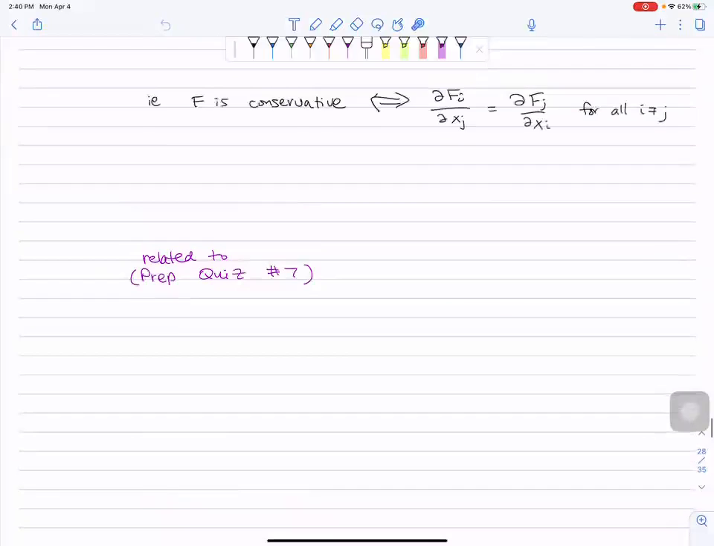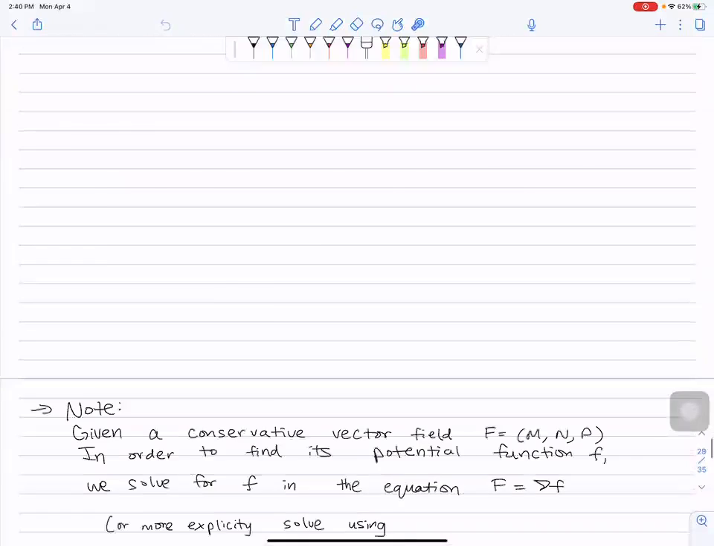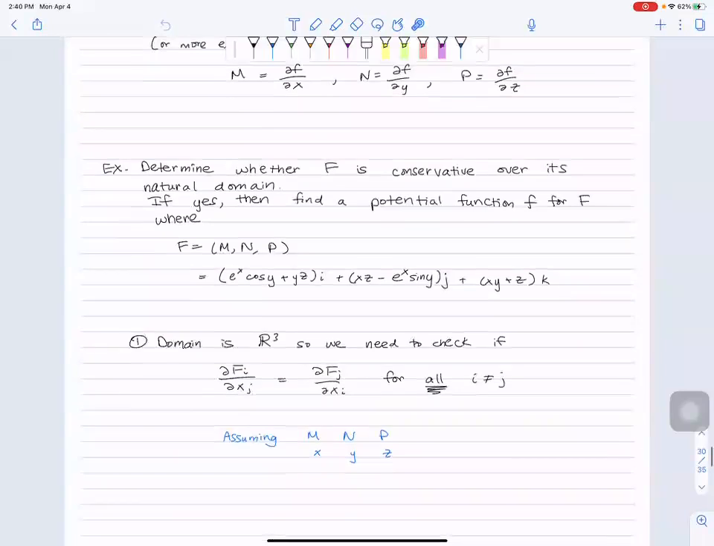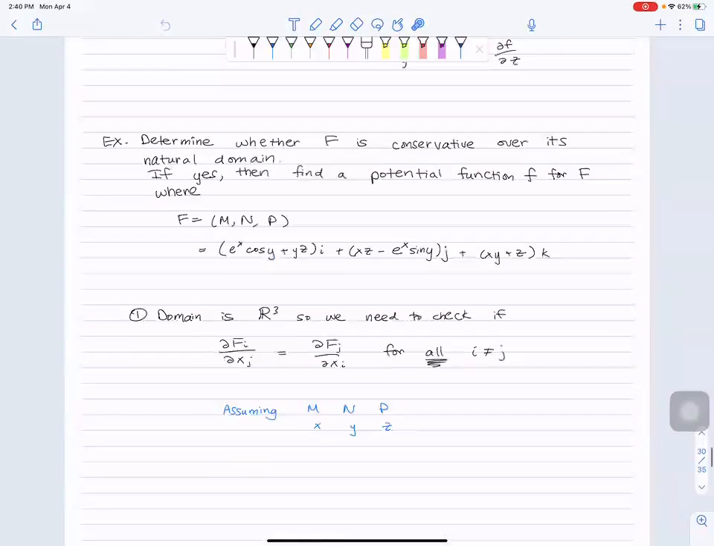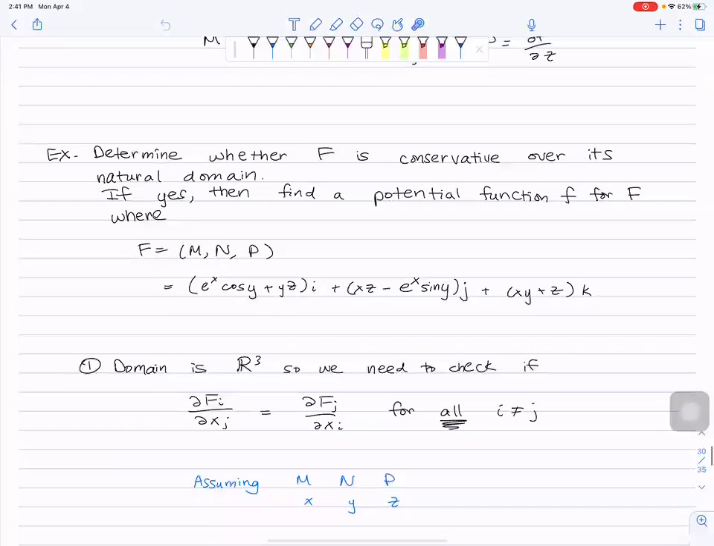So let me do an example of this conservative test. Okay, this question: determine whether f is conservative over its natural domain. If yes, then find a potential function. If no, then don't find a potential function.